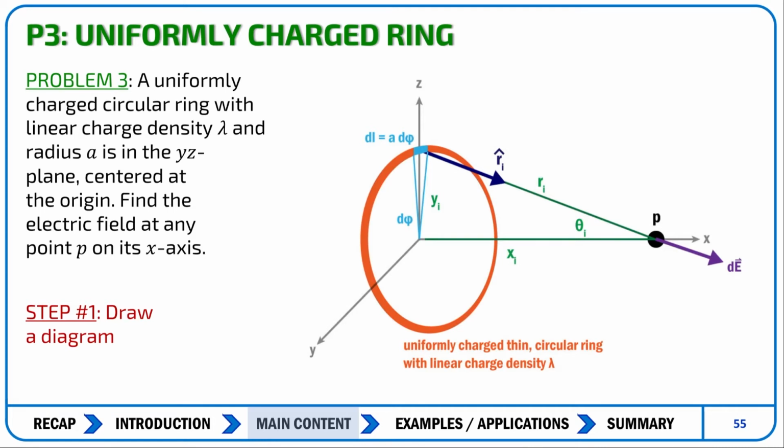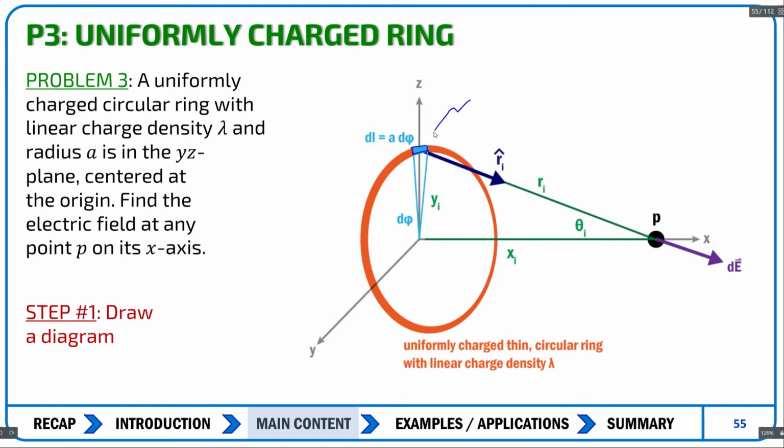So first step is drawing a diagram, and it's very important to understand that we have to break up this ring into many small components. So over here, we've broken it up into a small component as an example. This tiny piece here is going to hold a charge dq. So it's important that we find dq and then we find dE.